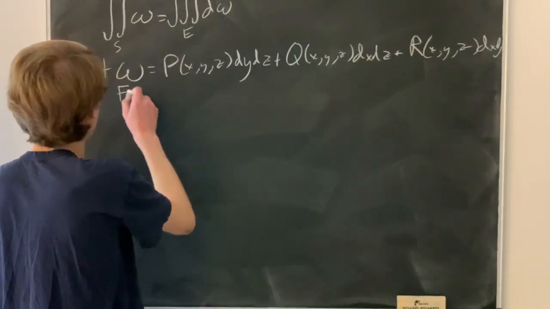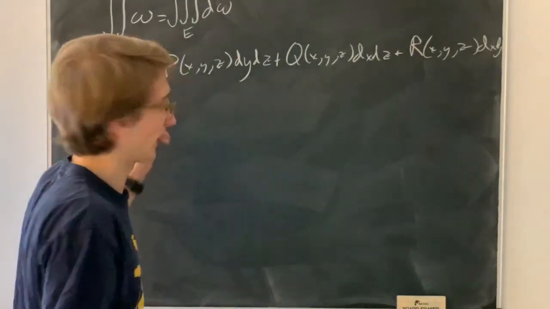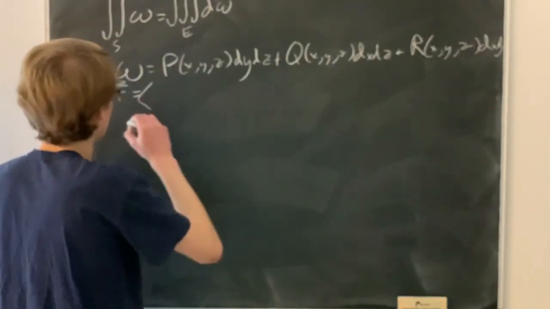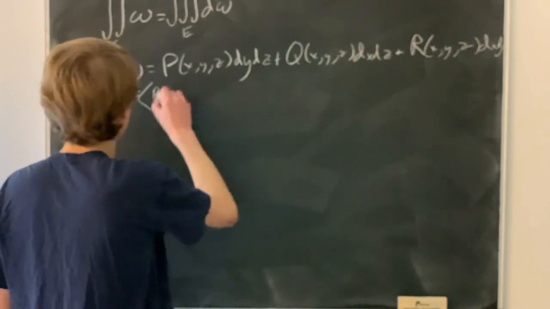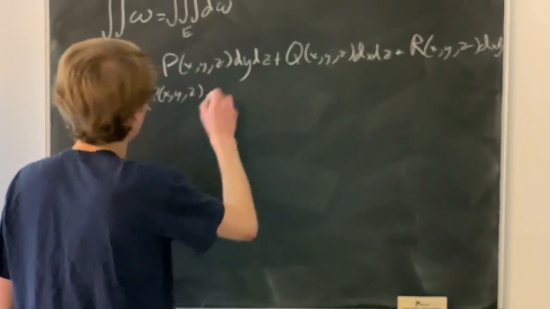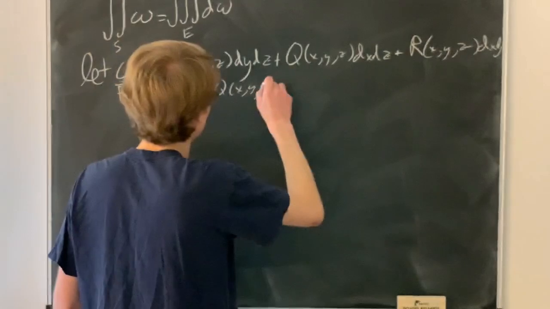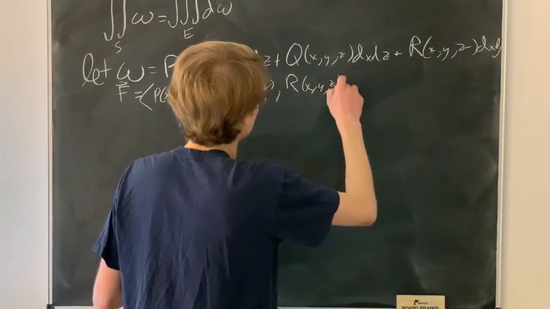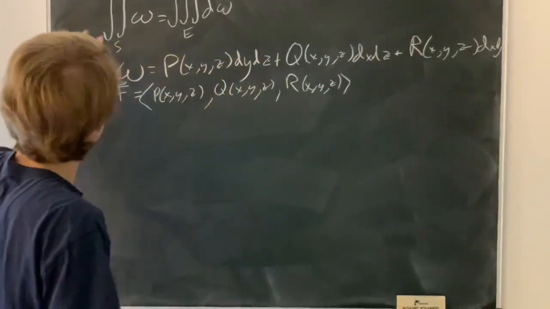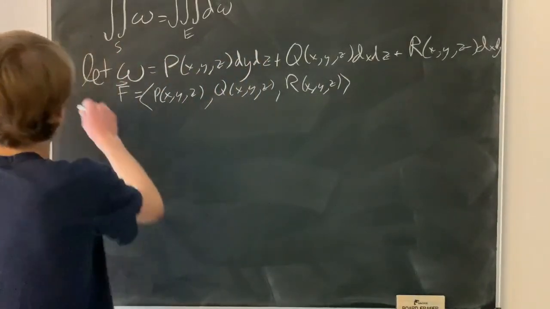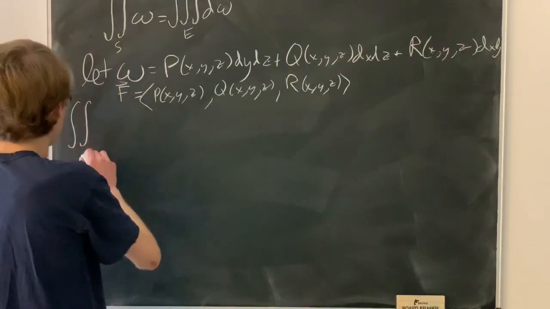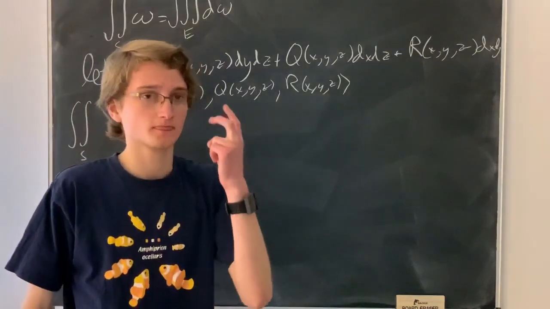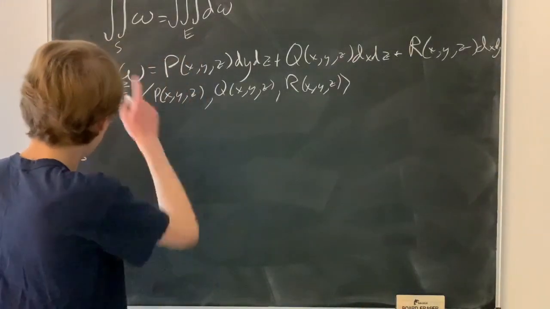Then let's say we have a vector field F, and this is going to be nothing less than P of x, y, z, Q of x, y, z, and then finally R of x, y, z. Okay, let's deal with this left-hand side first. We're saying the double integral over our 2-form, over the manifold or surface, of omega.